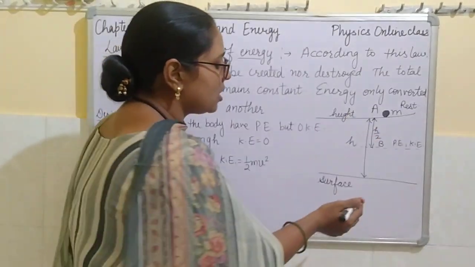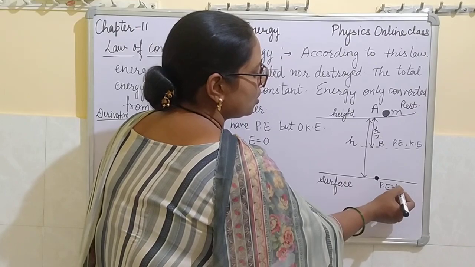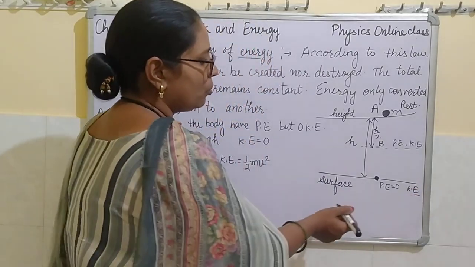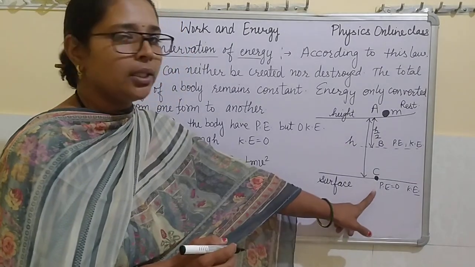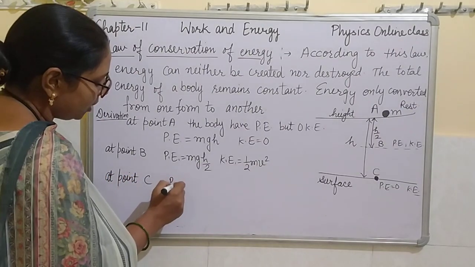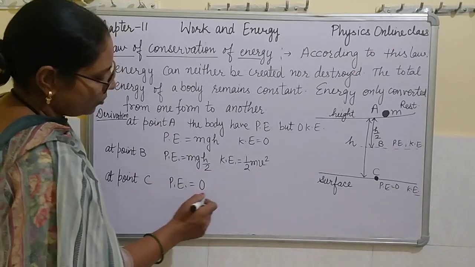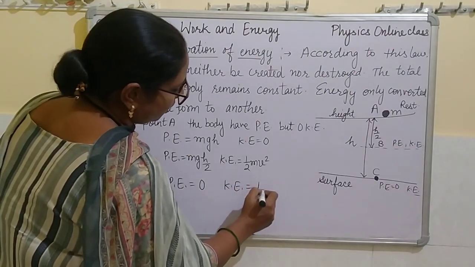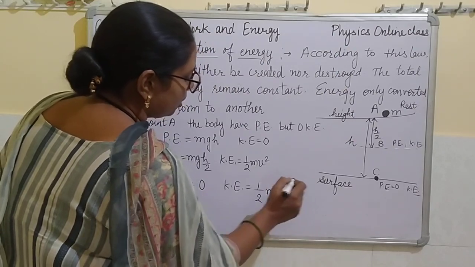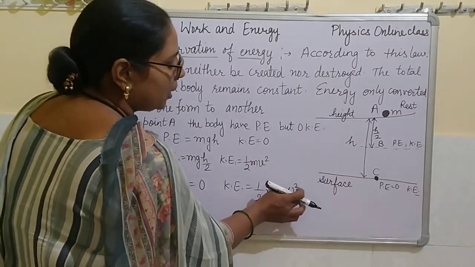As soon as the body reaches the ground, here, the body comes here, now what will be its potential energy? Now its potential energy is 0, and as the body comes down, it must have some kinetic energy. So what can we write about the energy of the body at point C? At point C, the potential energy of the body is 0. Why 0? Because here h is 0. What can we say about its kinetic energy? Its kinetic energy is half m. Suppose I write it as v dash, so that there is no confusion between this v and this v. The body has kinetic energy as half mv dash square.